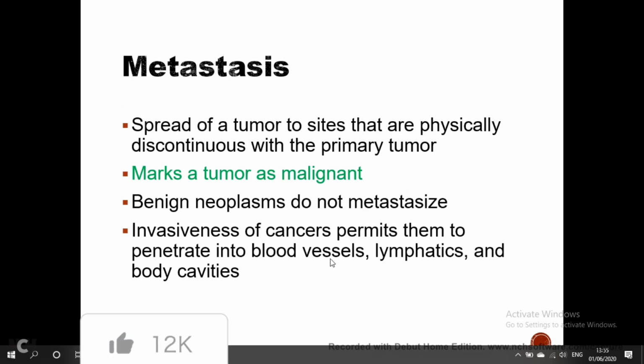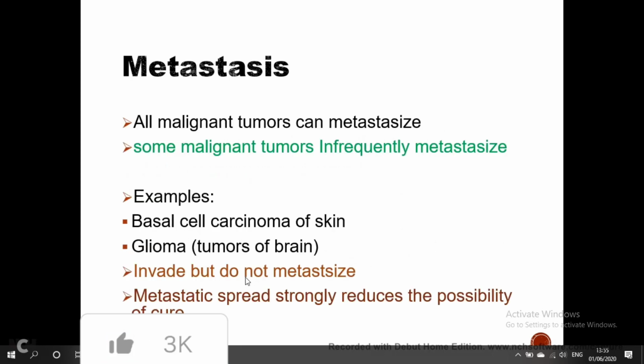Now, what happens? How do metastases occur? These cells, the tumorous cells or the malignant cells, invade the blood vessels, they invade the lymphatics, they invade the body cavities, and this is how they spread throughout the body. We will see it in detail now. So all malignant tumors can metastasize, yes. Some malignant tumors, this makes up a good question for the exam also.